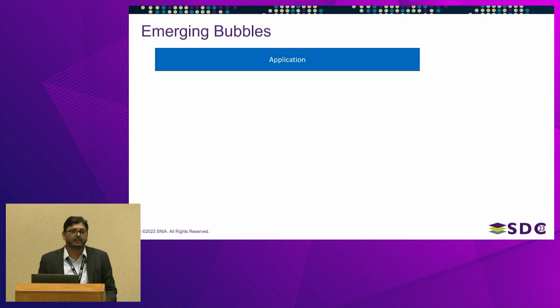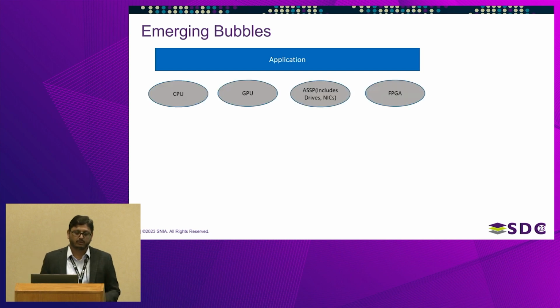But things have been changing, right? All of us have been seeing that application demands are not being met by just one kind of compute. So you have a variety of compute elements that can help an application perform its functions, whether it be CPUs, GPUs, or specific drive computations, or NICs and DPUs that can help you with some kind of processing, or even FPGAs that help with specific functions for the application.